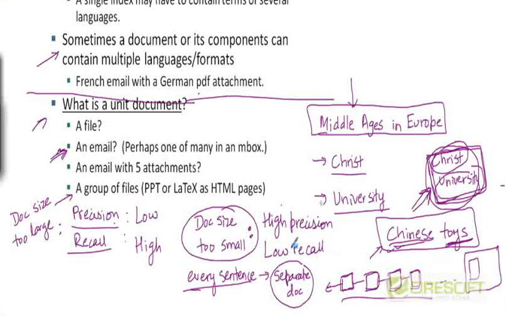But why is the recall low? Because in the corpus, there were many references to Chinese toys where Chinese and toys did not occur in the same sentence. And you basically don't get those references in this result list. So I hope you see this trade-off here between what happens if you make the document size too large and what happens if you make the document size too small. On one hand, you'll get low precision and high recall, and on the other hand, you'll get high precision and low recall. Any questions about this?